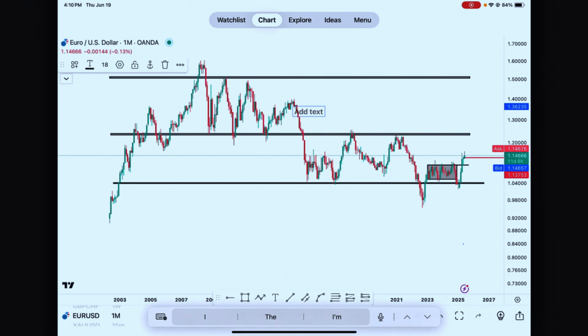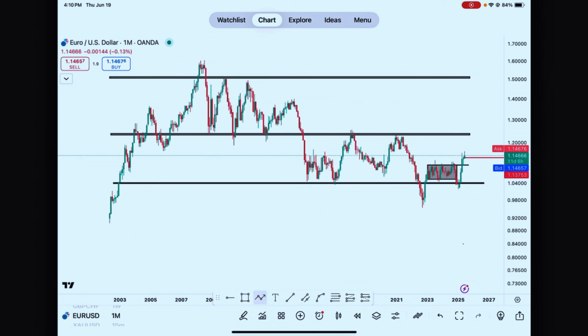You can definitely see this impulse move. I'm not trying to write text. This is Euro USD. This is on a monthly time frame. Imagine spotting a Fibonacci trend on a monthly time frame. It gives you a direction in which you'll be trading the market for a couple months.